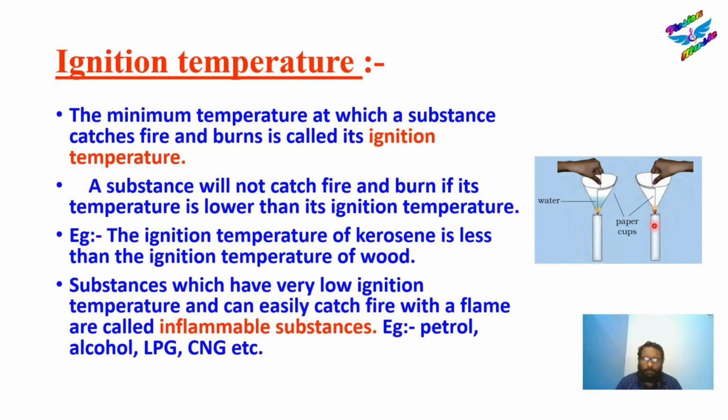So this is the ignition temperature. From this activity, you can easily understand it. The ignition temperature is the minimum temperature at which a substance catches fire or burns. Some materials like petrol, alcohol, and LPG easily catch fire at very low temperature, even at room temperature. Such substances are called inflammable substances. Examples are petrol, alcohol, and LPG. These all have a very low ignition temperature and can easily catch fire.